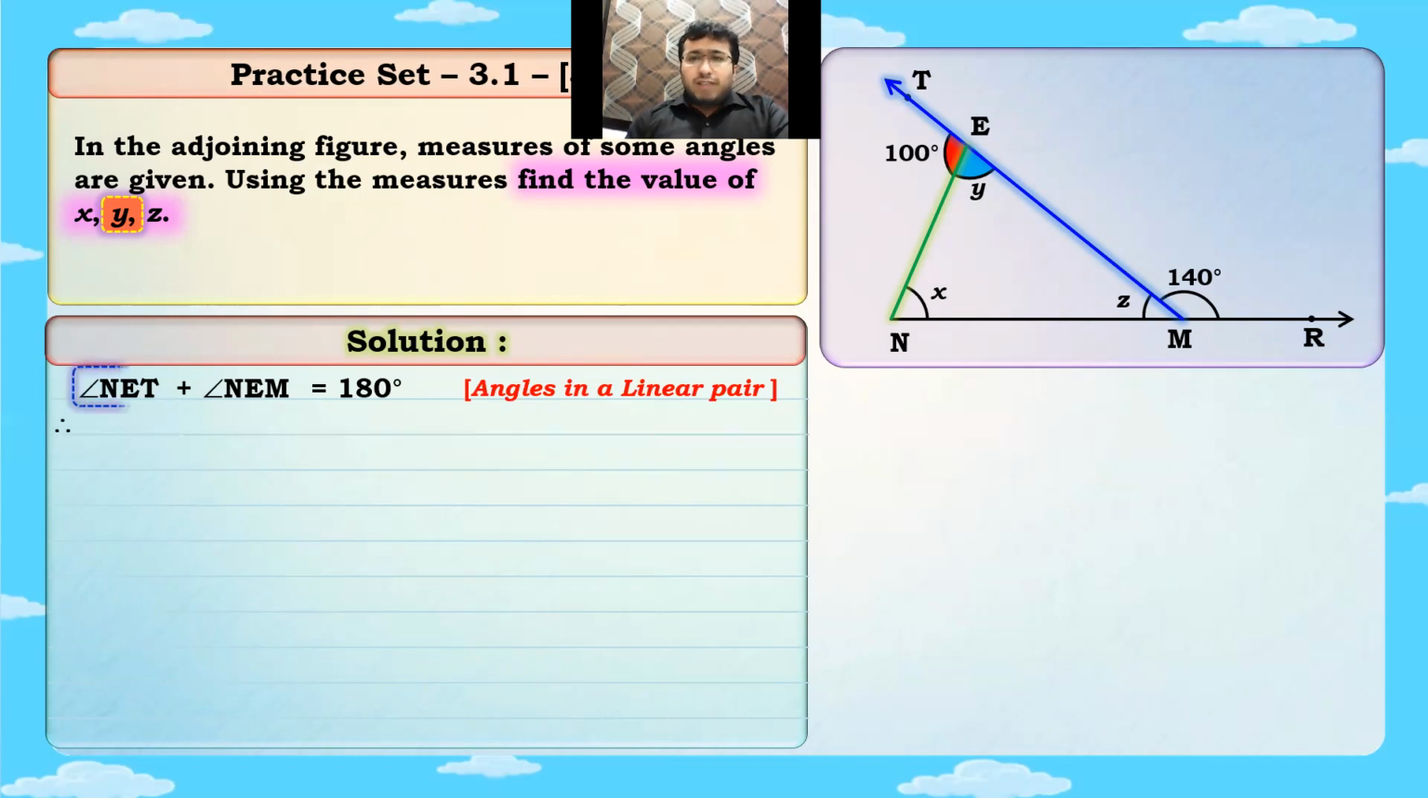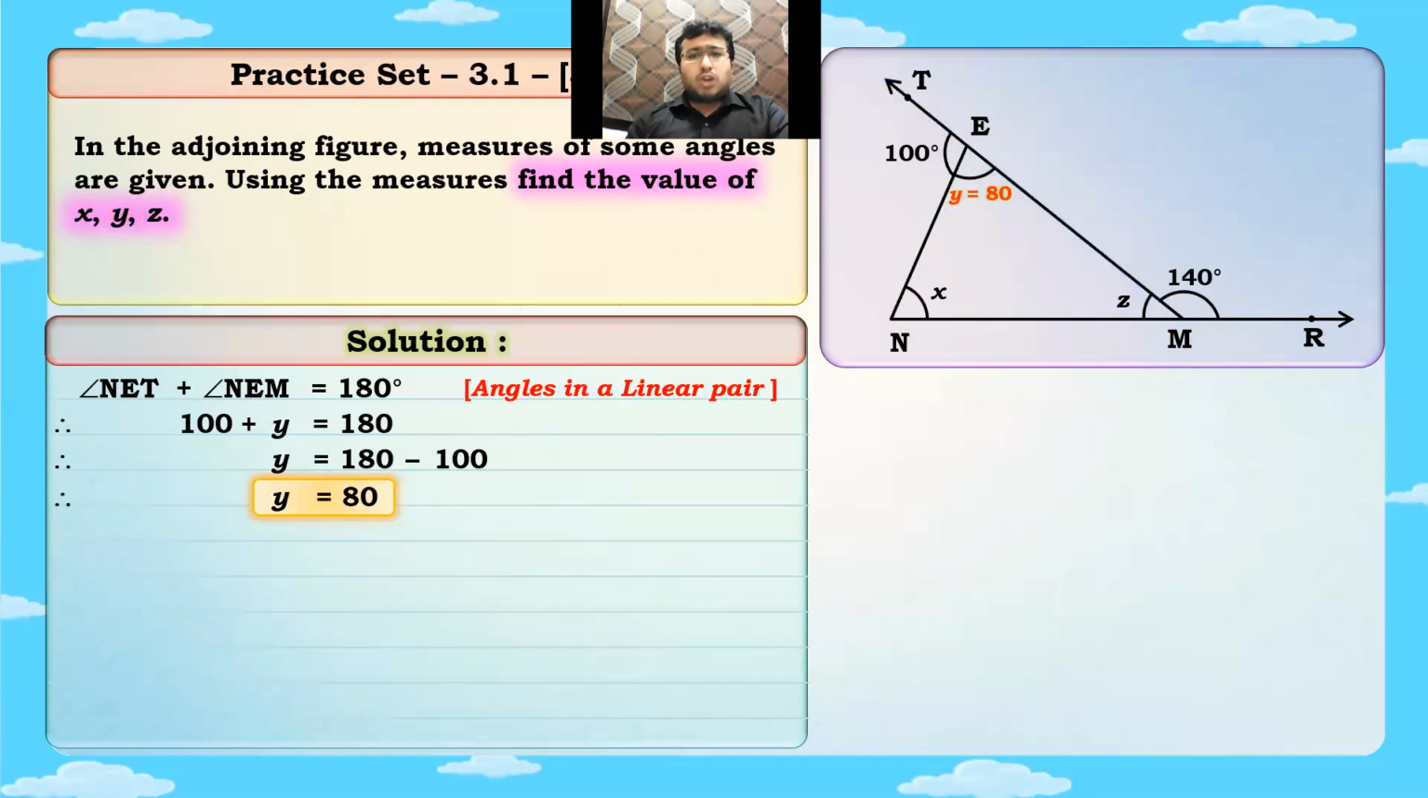We substitute the value: 100 plus y is equal to 180. Students, plus 100 comes to this side, becomes minus. So y is equal to 180 minus 100. So 180 minus 100 will give you 80 degrees. Super. Students, we put this answer in the box.